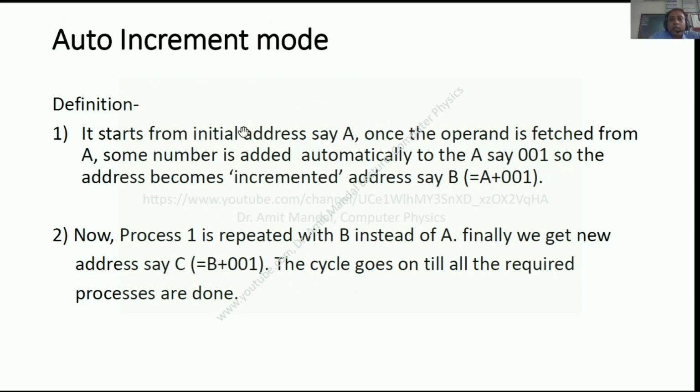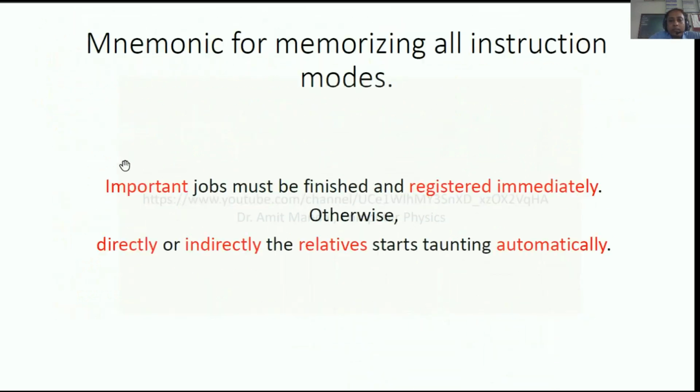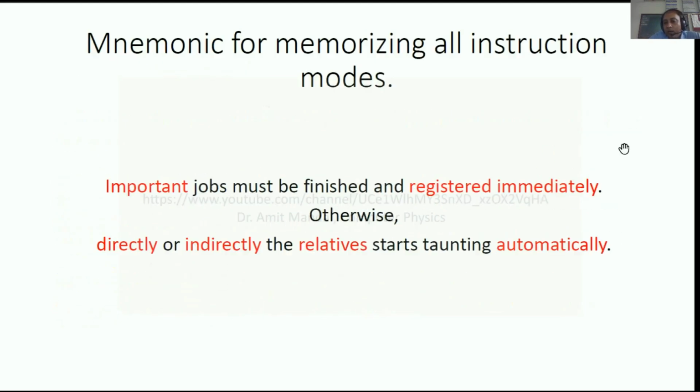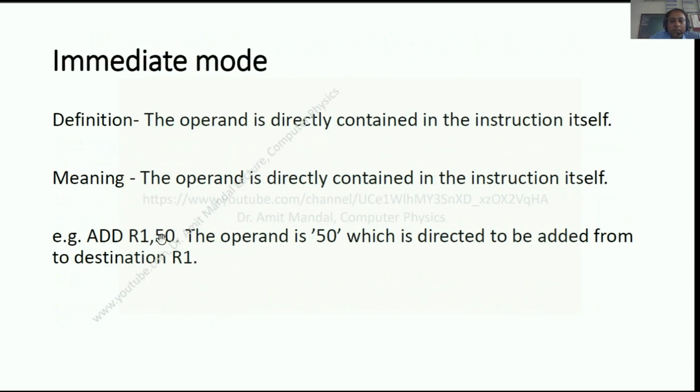Now let's come back to that mnemonic. See, important jobs must be finished and registered immediately. Otherwise, directly or indirectly, relative starts taunting automatically. It means: important means implied mode. This IMP can recall implied in your mind. Implied mode. Registered means register mode, in which data is transferred between the registers. Immediately will recall immediate mode. It means that the operand is in the instruction itself.